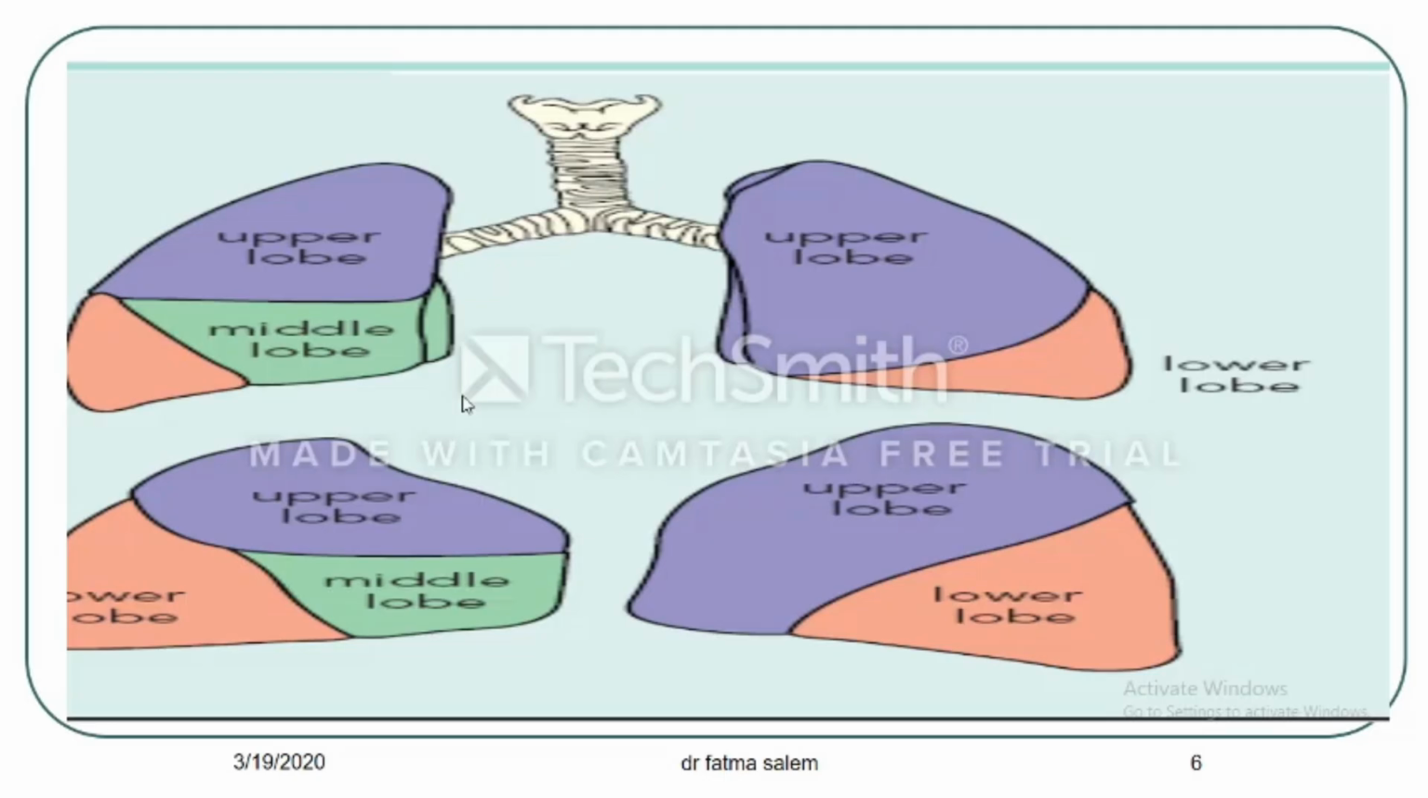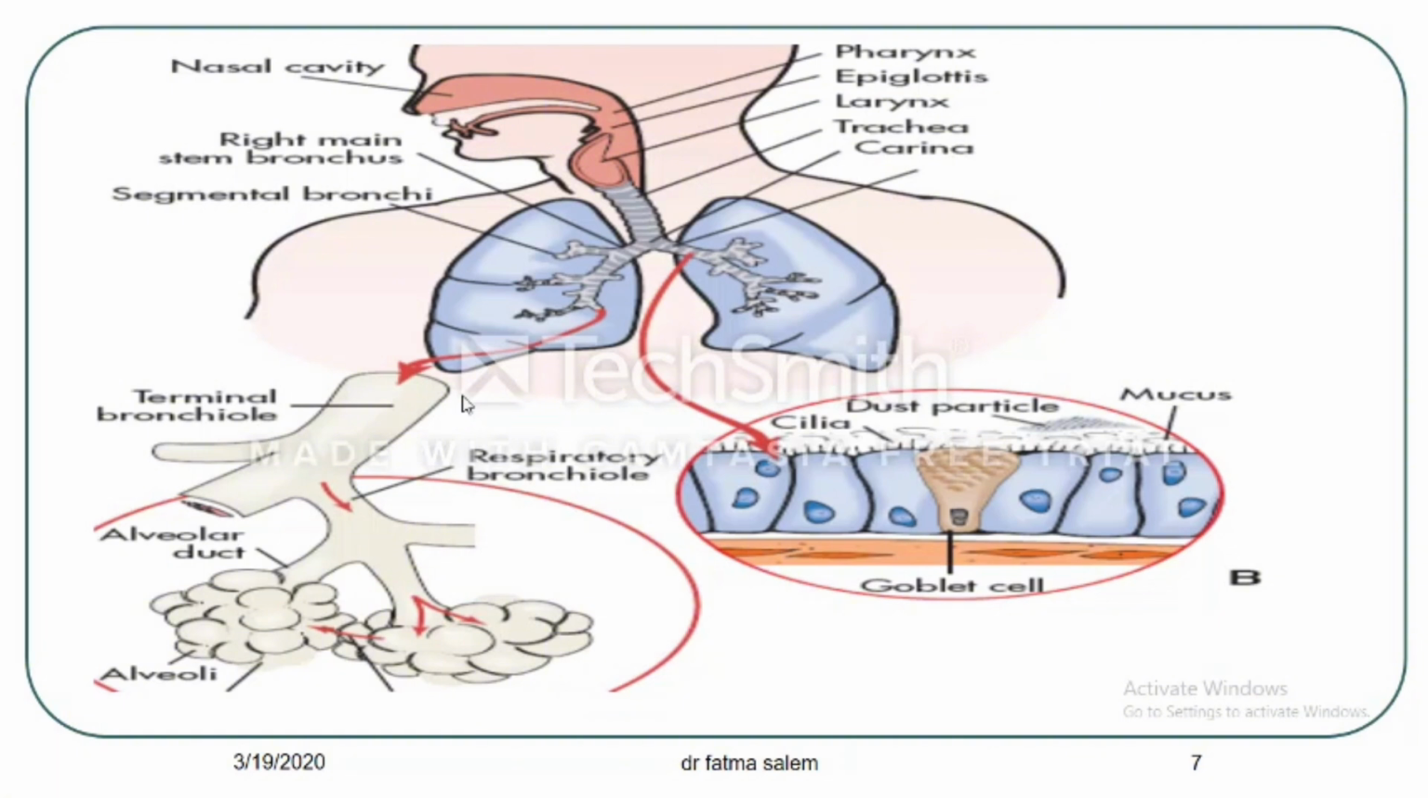Okay? This is just a picture showing the right and left lung lobes, and this is the structure of the respiratory tract. As we see here, there is cilia covering the inner side of the trachea and bronchi, and this cilia is responsible for expelling dust and particles or any foreign object that enters through the trachea.